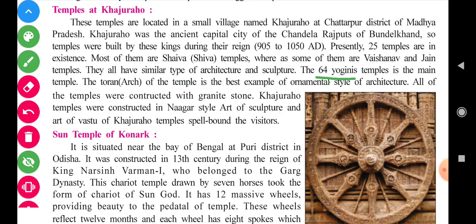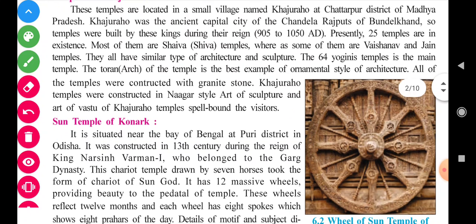The 64 Yogini temple is the main temple or the center of attraction. The Toran of the temple is the best example of the ornamental style of architecture. All the temples were constructed with granite stone, so it will remain unchanged for years and years because granite stone is a very hard substance. Khajuraho temples were constructed in Nagar style of art, and the culture and art of Vastu of Khajuraho temples spellbound the visitors.